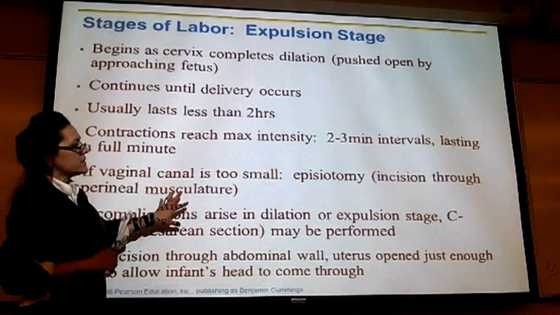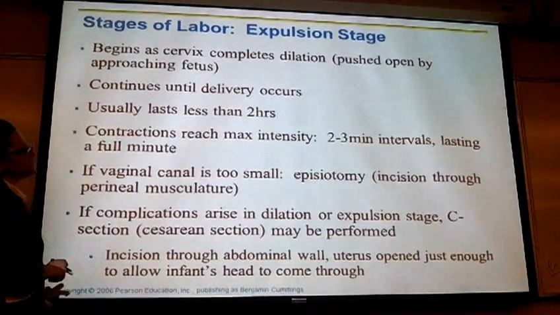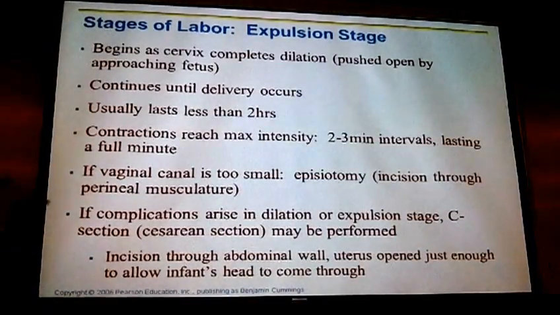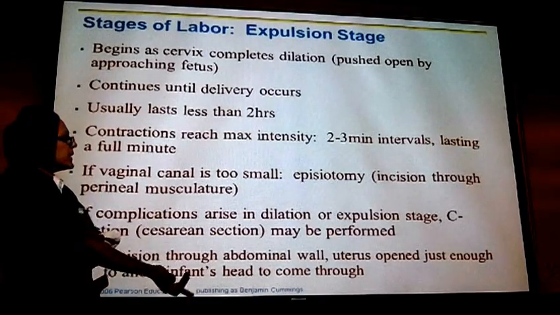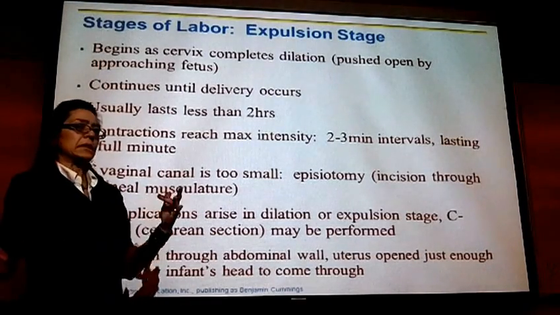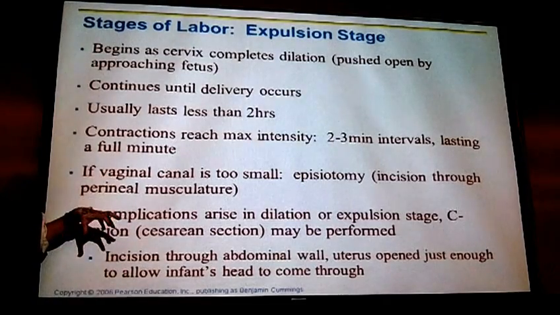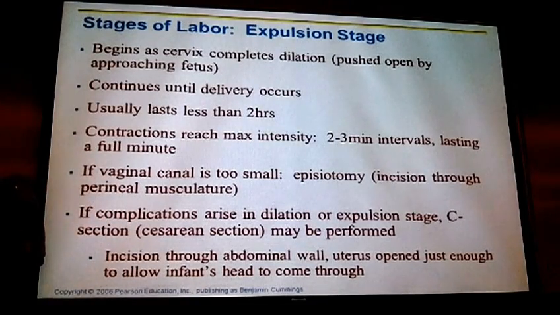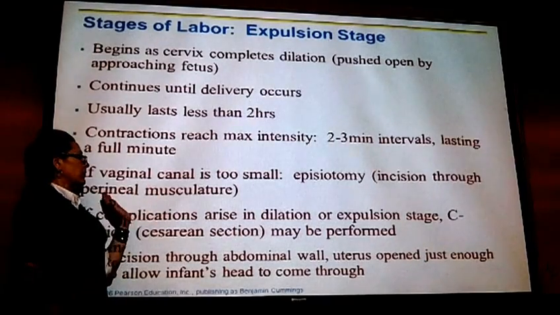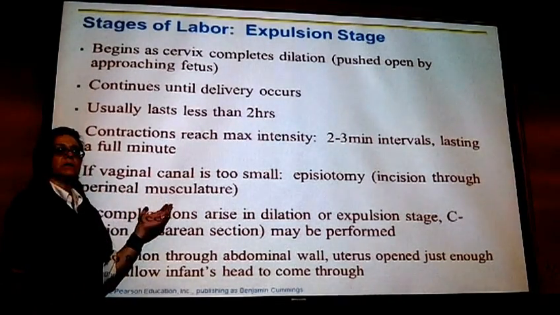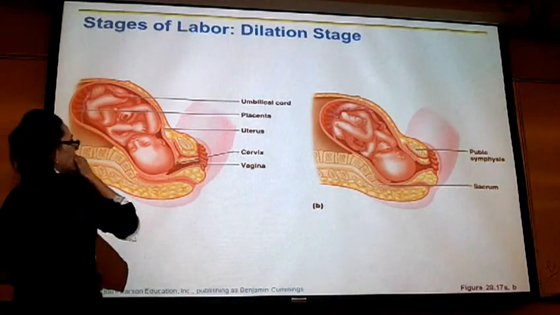Now, a lot of places will do what's called an episiotomy. They used to always just flat out do episiotomies. My experience is that they're trying to do them less now. But if they think that the vaginal canal is too small for the fetal head, then what they'll do is they'll make a cut through the perineal musculature.